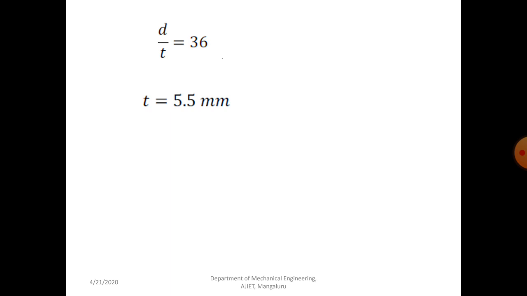So now you got two dimensions of the belt, that is the diameter of the smaller pulley, along with the thickness of the belt, that is 5.5 millimeter. Now how to calculate the diameter of the larger pulley? That is with the help of the velocity ratio equation. Again you have to take thickness into account. So that is this equation.